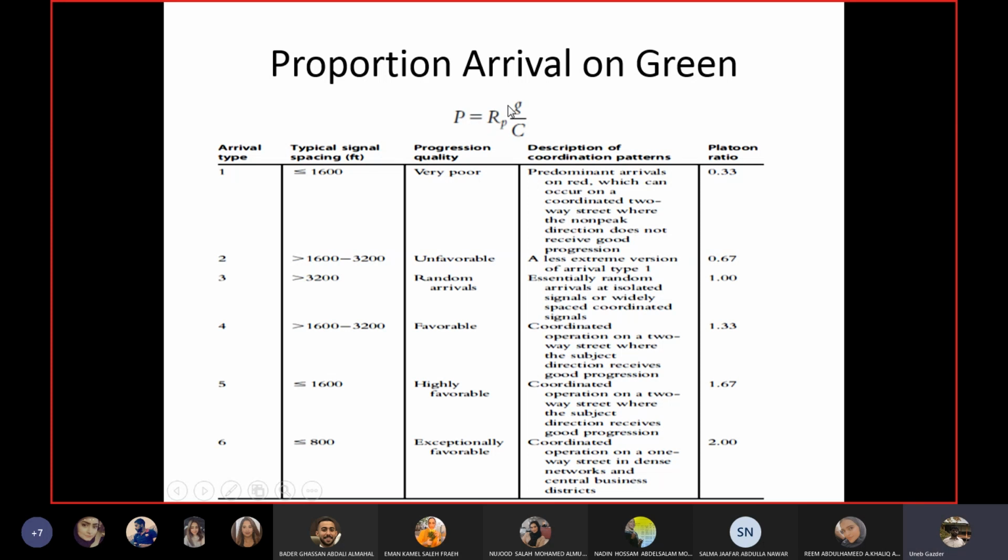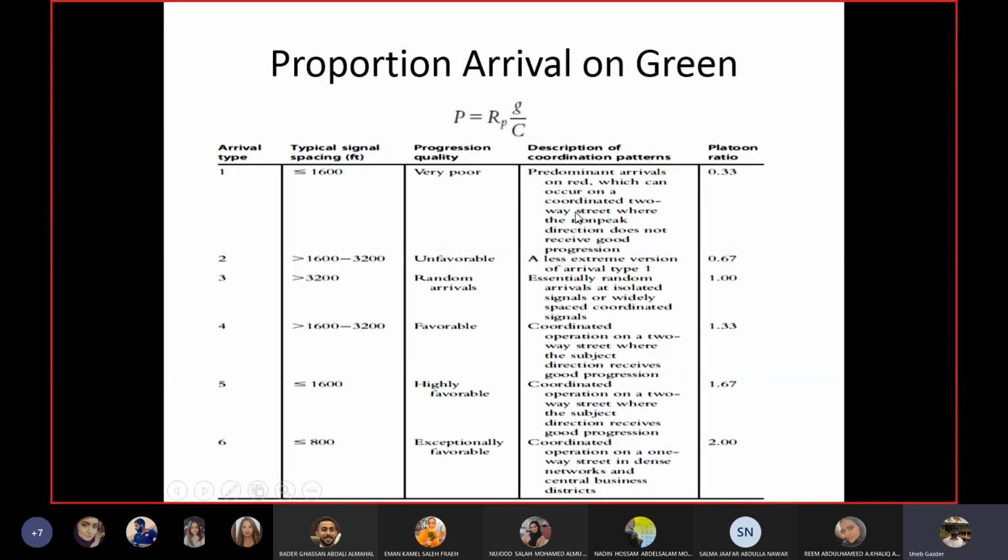Okay, so we need the value of RP. For RP, we have this table. You can see here the most important factor is the spacing between the signals. When the spacing is less, and the progression quality is poor, then you will see most of the vehicles are arriving during red. Most of the vehicles are arriving during red time. Okay, so they have also defined where you can have this sort of a progression.